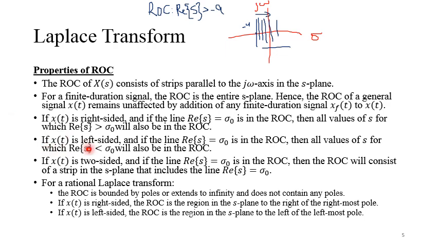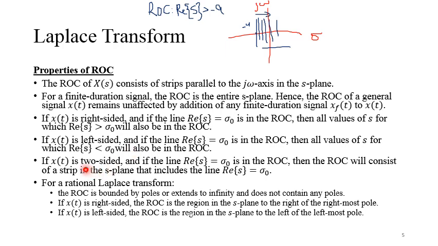Similarly, if x of t is a left-sided signal, right? You understand left-sided and right-sided: the left side is from 0 to the minus side, and the right side is from 0 up to the positive side. So that's your right-sided signal. And if the line of this is in the ROC, then all values of s for which this holds will also be in the ROC. Okay, so maybe we do some examples to grasp the idea of these points.